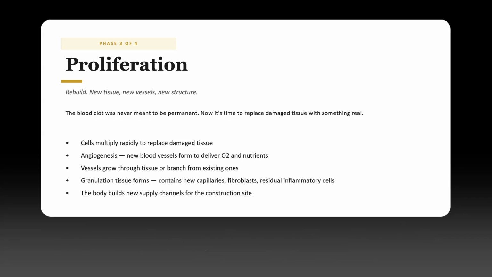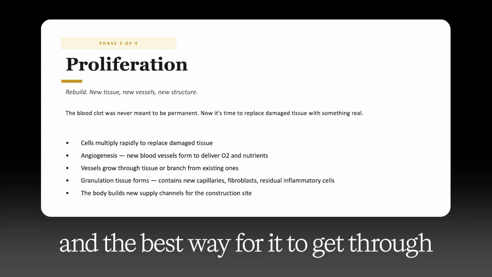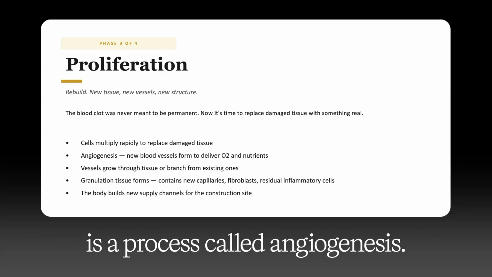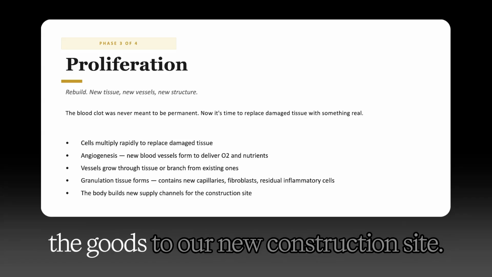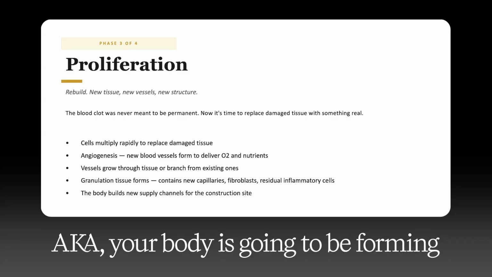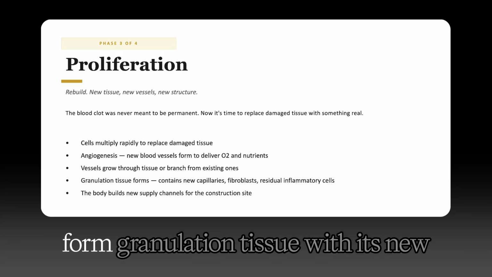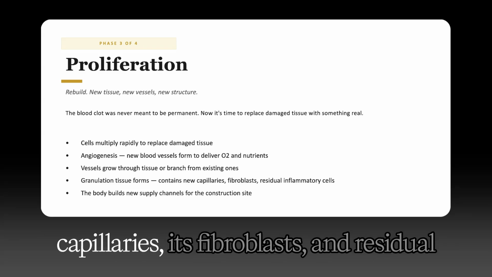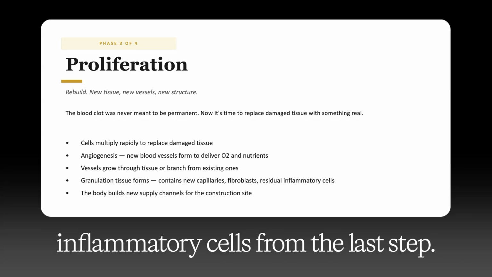But you know what? To support this process, the body's going to need nutrition and oxygen. And the best way for it to get through is a process called angiogenesis. So basically, we're rebuilding the supply channels we're going to need to transport the goods to our new construction site. AKA, your body is going to be forming new blood vessels, whether through the tissue or branches of the old vessels. So at this point, we're starting to form granulation tissue with its new capillaries, its fibroblasts, and residual inflammatory cells from the last step.